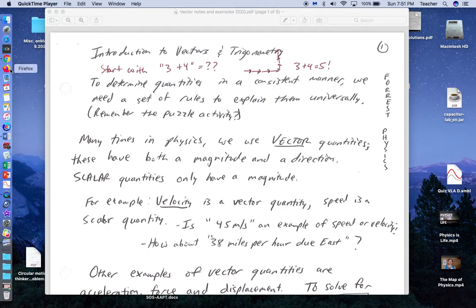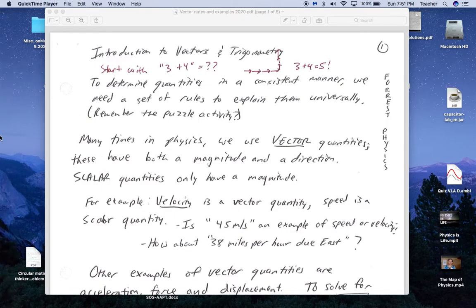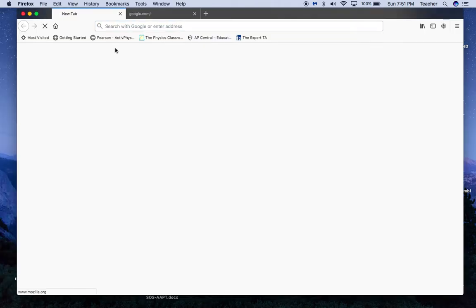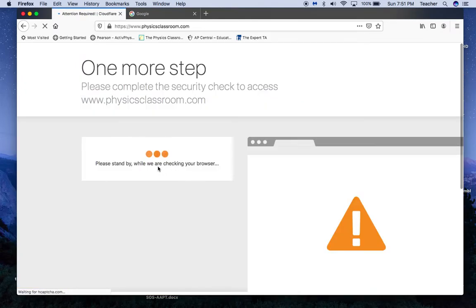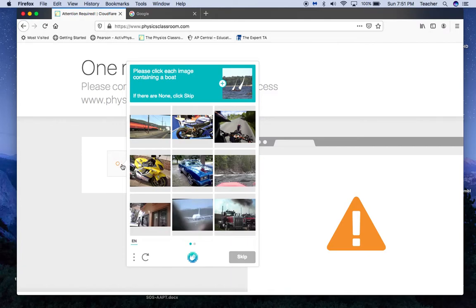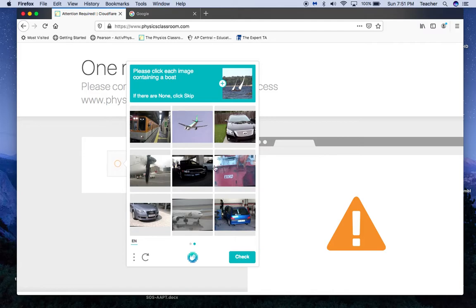So if you recall, I'll go to Physics Classroom right now, and it's going to tell me I need to log in with weird stuff because our district's being weird. So I've got to identify boats. That's maybe part of a boat. That's it. Also boats. I think that's it.